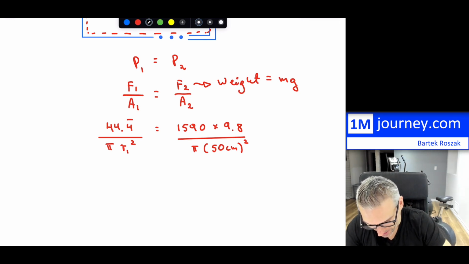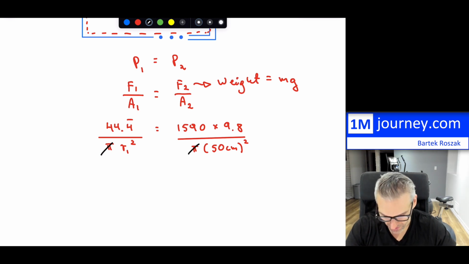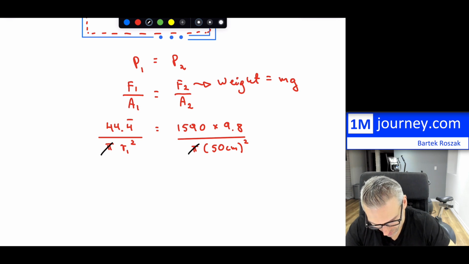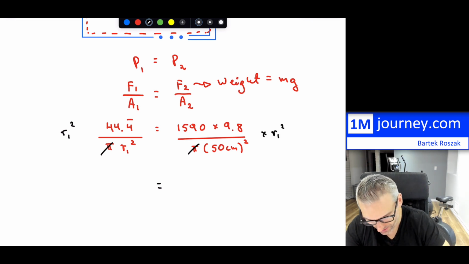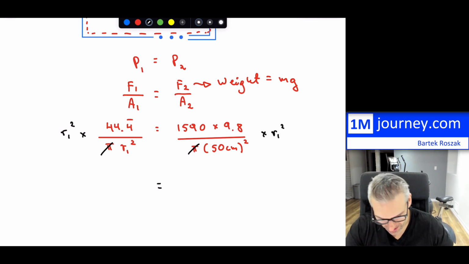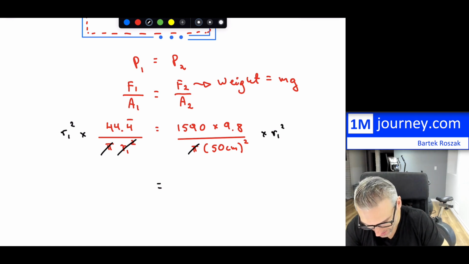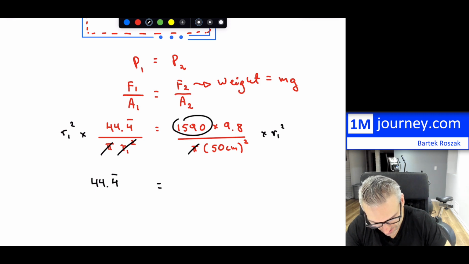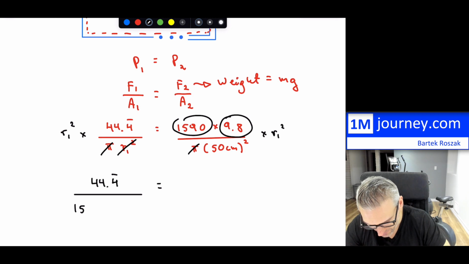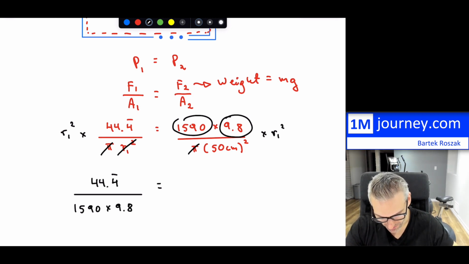So actually the pi and the pi will cancel, so that's going to be gone. The r that we have, I'm going to multiply both sides by r1 squared. So this is r1 squared. I can do that to both sides, and that's going to get rid of this from here, and we're going to get 44. This, and this, so I can divide both sides by that. So that's going to be 1590 times 9.8. So that's what we have there.